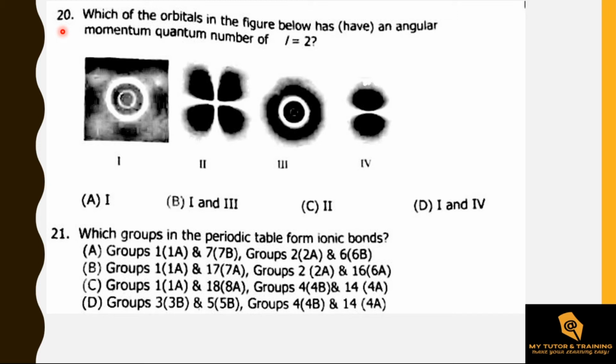it describes the d subshell, which is a double dumbbell, the two dumbbells together. So since L is 2, it is the d subshell, and the correct answer is C, structure 2. Structure 2 is the correct answer. Question number 21.